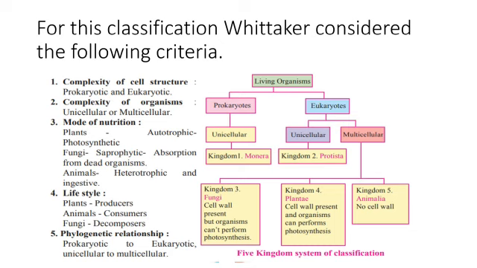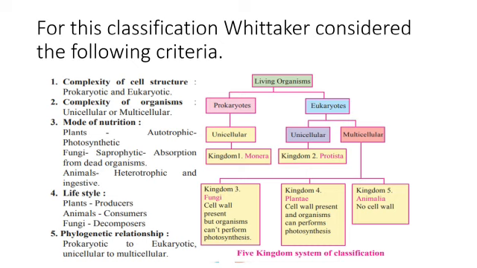Fourth is lifestyle. Plants are producers. Animals are consumers. Fungi are decomposers. Now the fifth criterion is phylogenetic relationship, from prokaryotic to eukaryotic, unicellular to multicellular. Now we will see the classification in the flow chart.